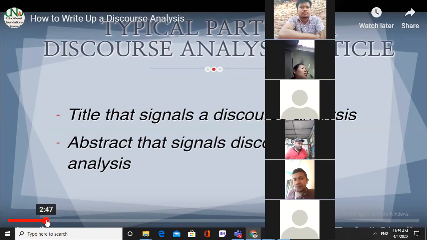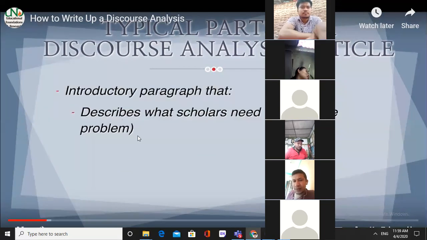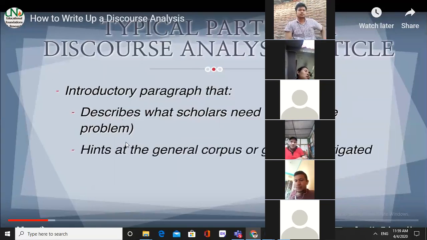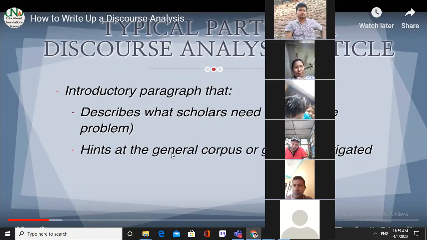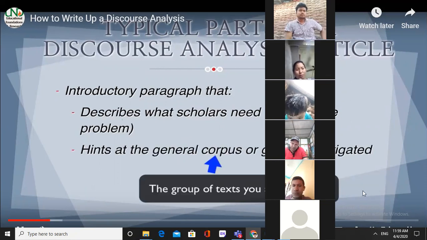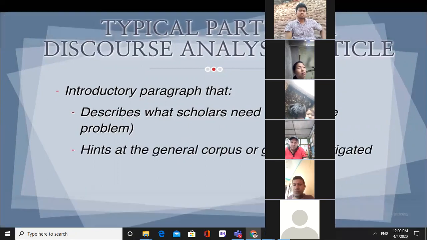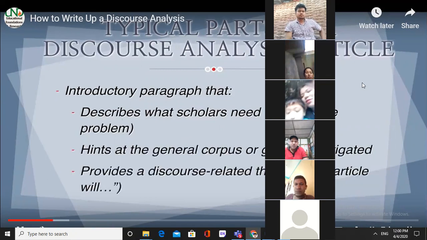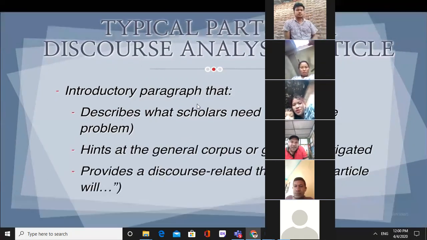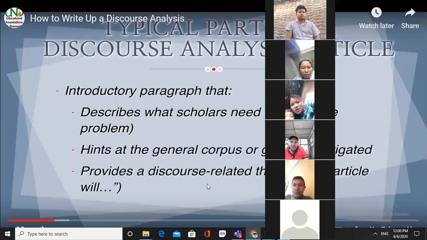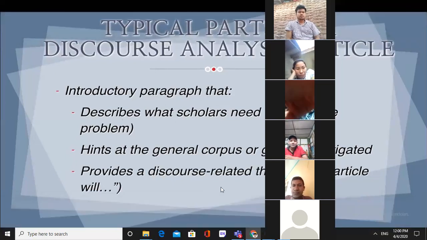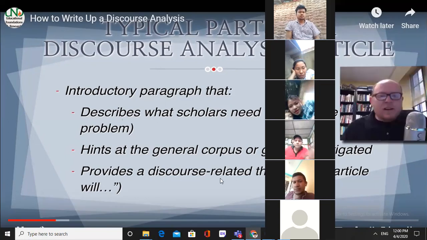Excuse me, Bimala. Look at the introductory paragraph. How to write this? Introductory paragraph. Describes what the scholars need to know, the problem. Describes first paragraph, you can see.